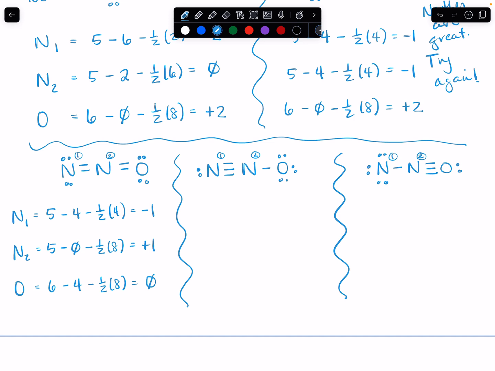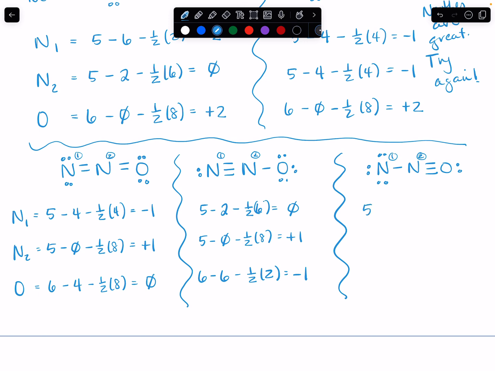So nitrogen 1, 5 valence electrons minus 2 lone pair electrons minus 1/2 of 6. All right, so that's going to be 0. 5 minus 0 minus 1/2 of 8. So this is going to be +1. And then oxygen is going to be 6 minus 1/2 of 8. Nope, not 8, sorry, 2. All right, so 6 minus 1, -1. That one's better. All right, let's look at this one.